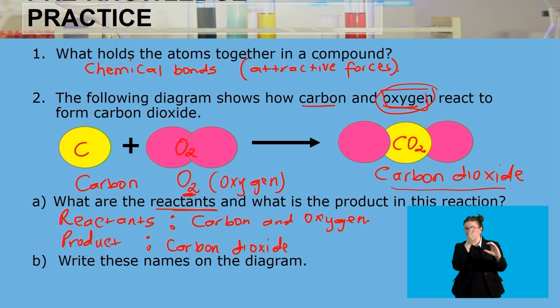We also need to make sure that the chemical reaction is balanced. So that means that we need to make sure that on the left-hand side, we have an equal number of atoms as on the right-hand side. However, we're going to do that as we proceed with the lesson.